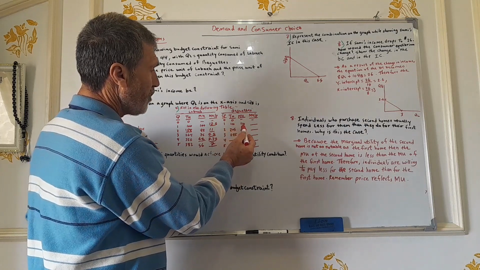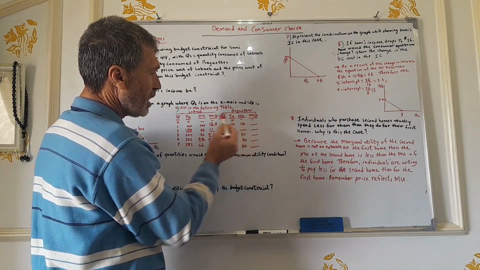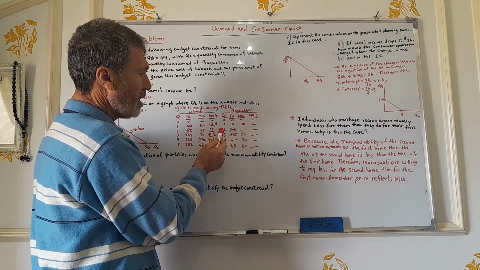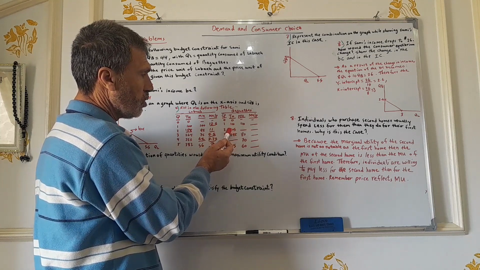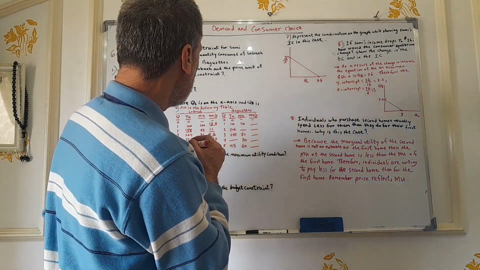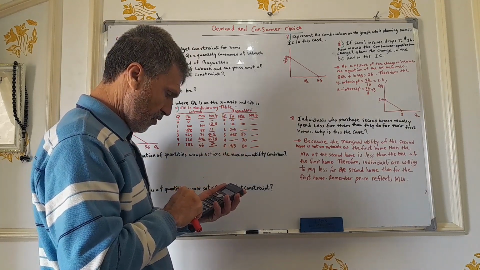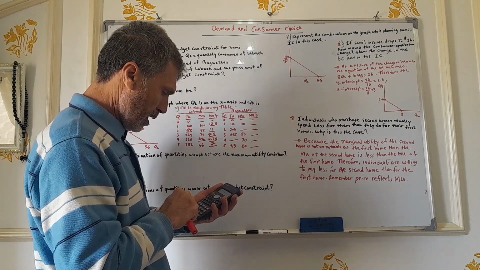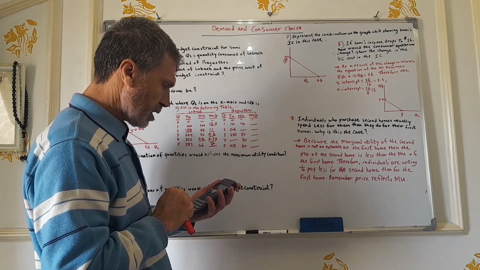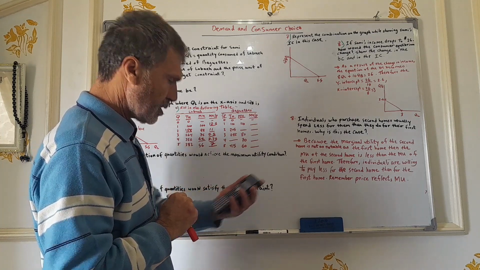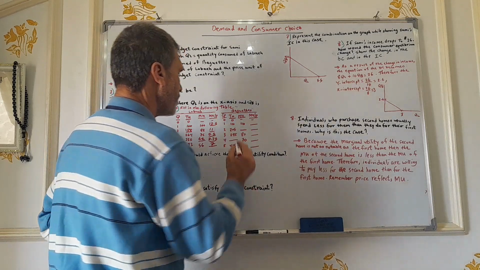Now, how do we find the marginal utility for the second unit of baguettes? Of course, it is going to be equal to 205 minus 110. 205 minus 110 is equal to 95.